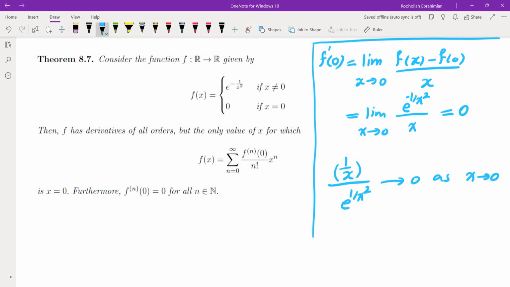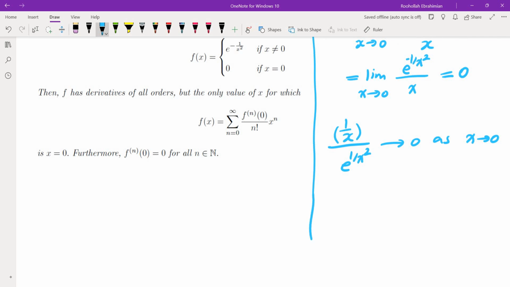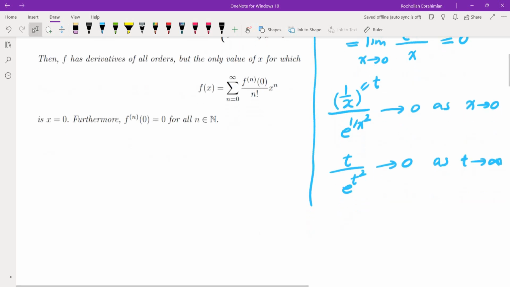So if you look at it, the numerator is a polynomial in 1 over x. If I call 1 over x, let's say t, then I would get t over e to the power of t squared. And I need to show this approaches 0 as t approaches infinity. So this is what I need to do. In other words, I would need to show exponentials grow faster than polynomials.